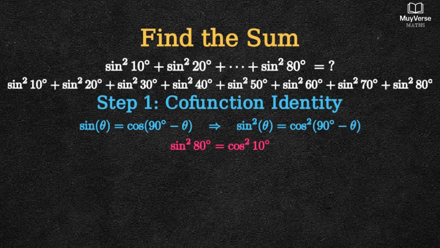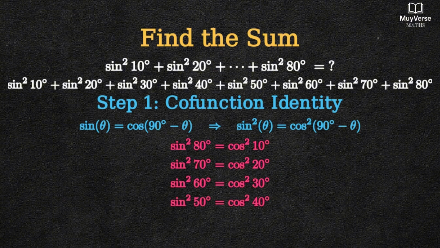Sine squared 80 becomes cosine squared 10. Sine squared 70 becomes cosine squared 20. Sine squared 60 becomes cosine squared 30. And sine squared 50 becomes cosine squared 40.